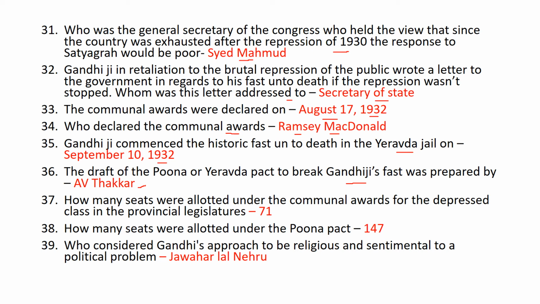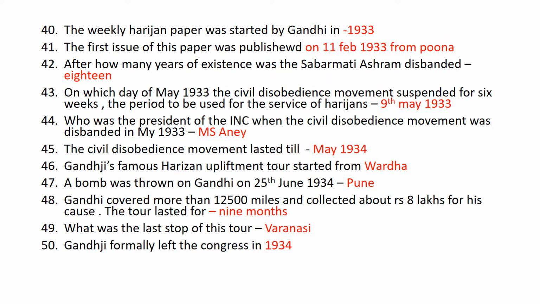How many seats were allotted under the communal award for the depressed class in the provincial legislatures? 71. How many seats were allotted under the Pune Pact? 147. Who considered Gandhiji's approach to be religious and sentimental to a political problem? It was Jawaharlal Nehru. The weekly paper Harijan was started by Gandhiji in 1933. The first issue of the paper was published on 11th February 1933 from Pune.